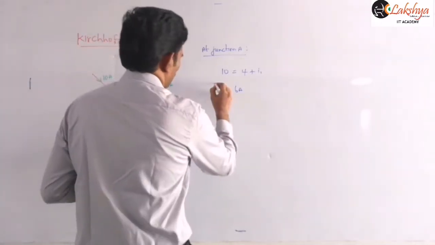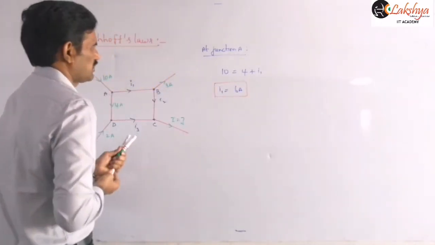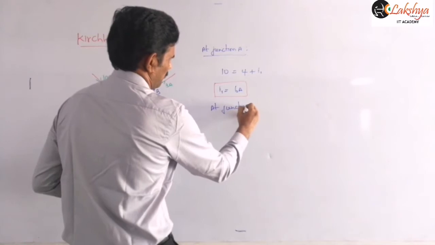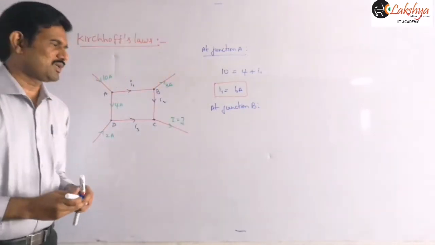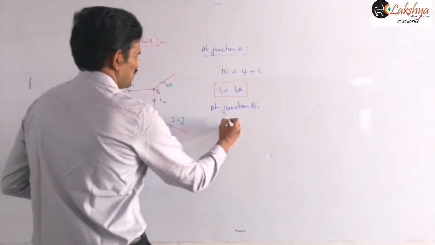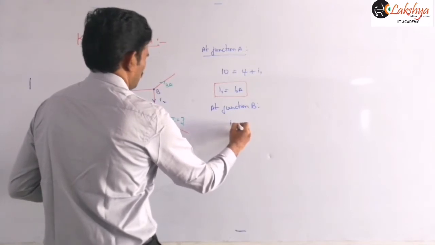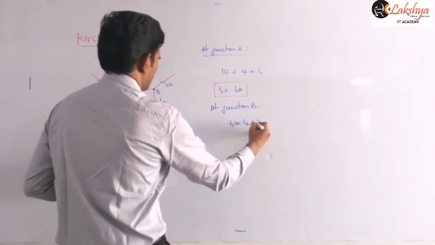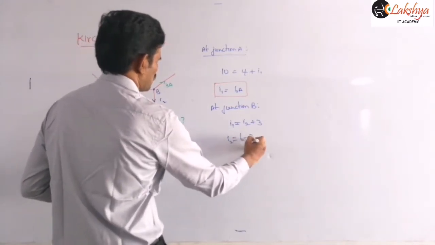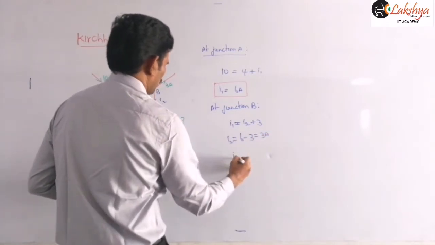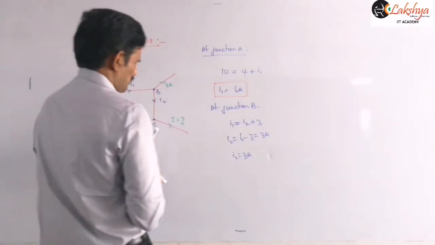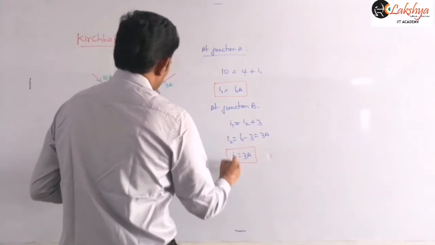Next, similarly, let us apply this at junction B, where we identify this current value I2. At junction B, the current flowing into the junction is equal to the current flowing out of the junction. So I1 is equal to I2 plus 3, therefore I2 is equal to 6 minus 3, which is 3 amperes. So that is the current at junction B.